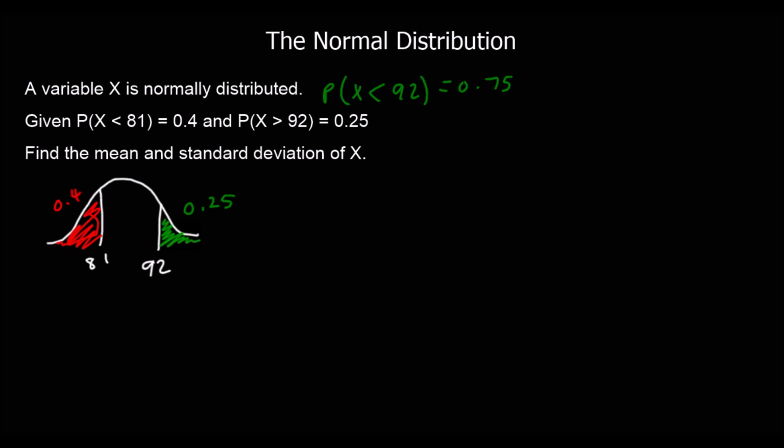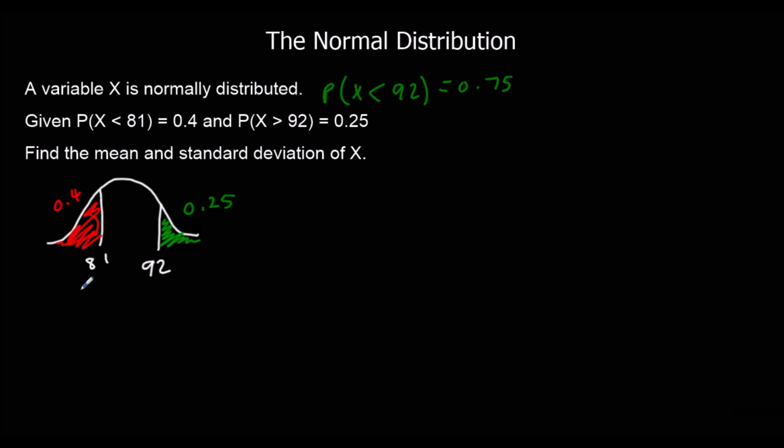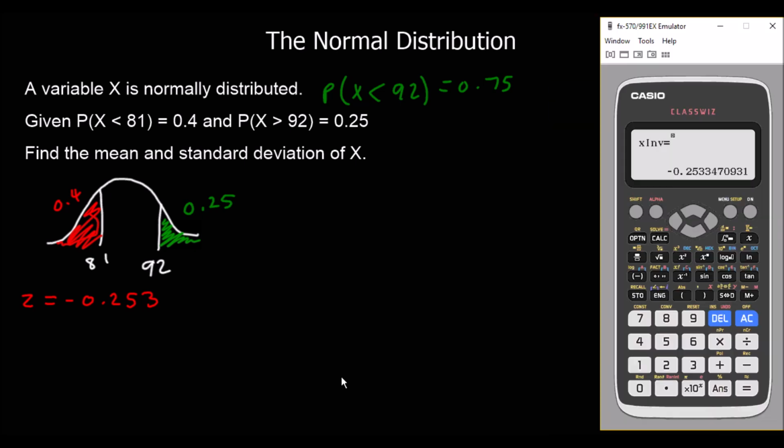So we're going to use standardized scores and the inverse normal distribution. So it's menu 7, 3. So for 81, the area is 0.4. And we're using standardized scores. So the standard deviation is 1. The mean is 0. So for 81, the Z is minus 0.253. And what I'll do is I will store that in the calculator as A.